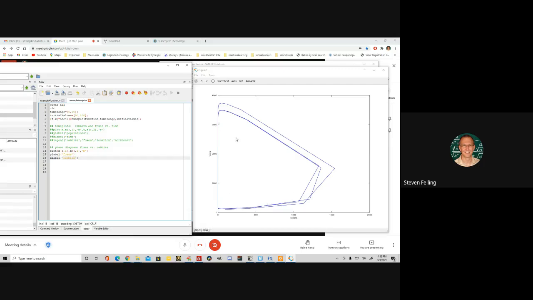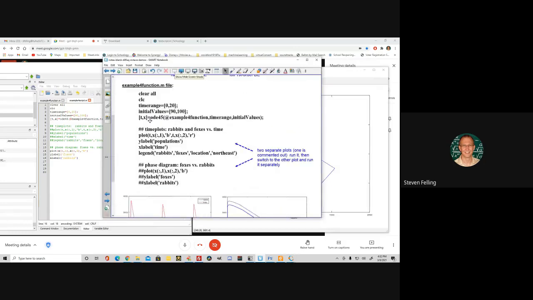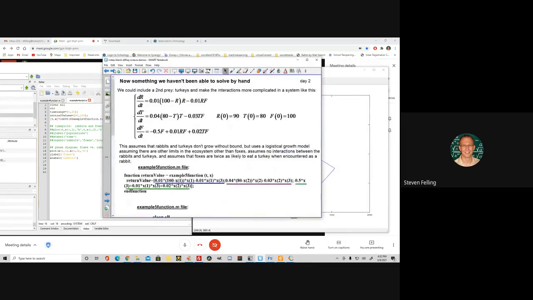All right. So this is called a phase diagram or a 2D phase portrait, and kind of interesting. So that's how we can use Octave to analyze a predator-prey situation. Let's take a look at a more complicated one.